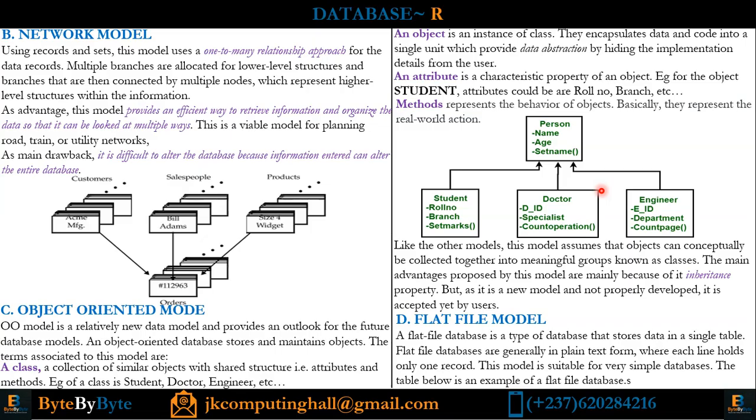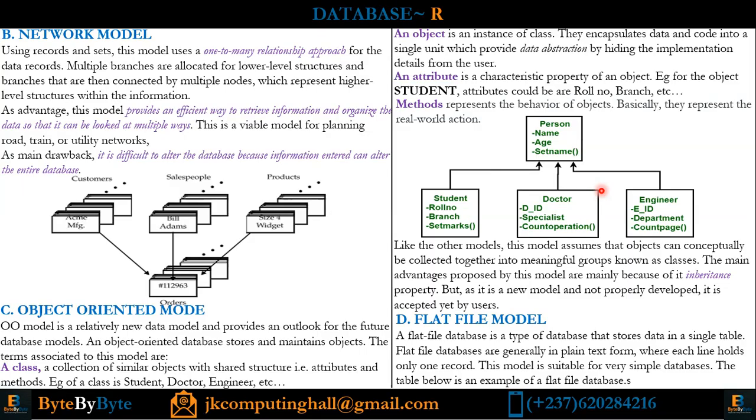Now, let us look at another category, the flat file model. A flat file database, first of all, is a type of database that stores data in a single table. That is, all the data we have is stored in a single table. Flat file databases are generally in plain text form, where each line holds only one record. This model is suitable for very simple databases. The table below is an example of a flat file database.